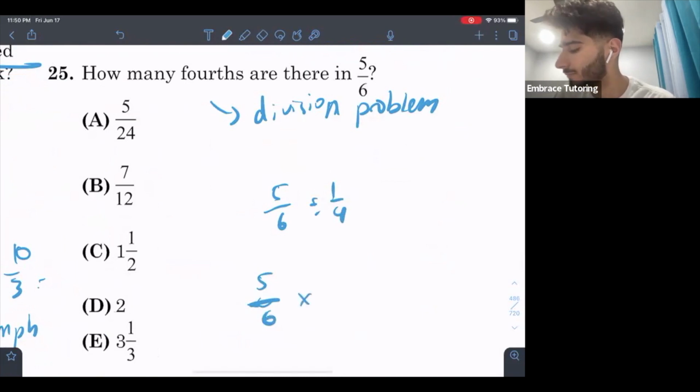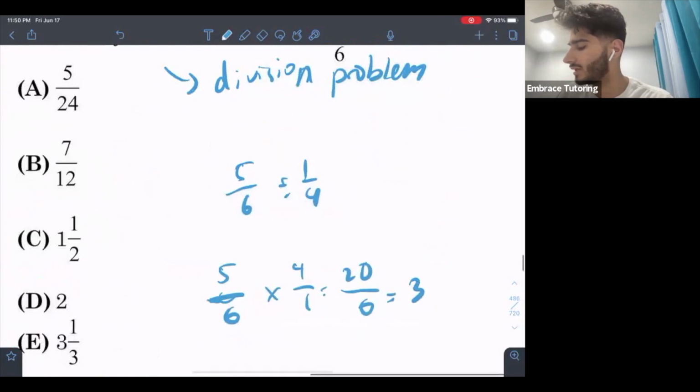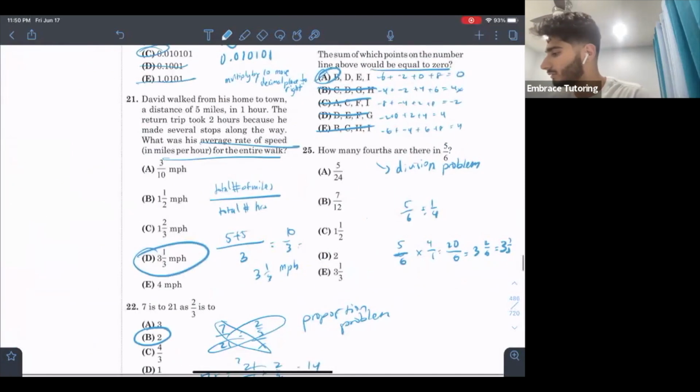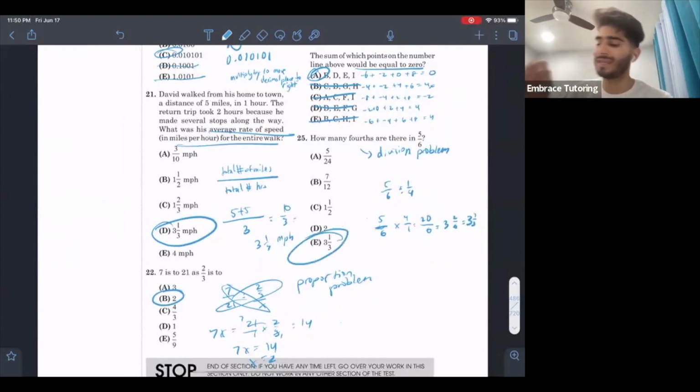For 5/6, we do keep, change, flip. 20 over 6, which is 3 and 2/6, which is 3 and 1/3. Which is choice E. And now we are done with section 1, and now we'll be going to section 2.